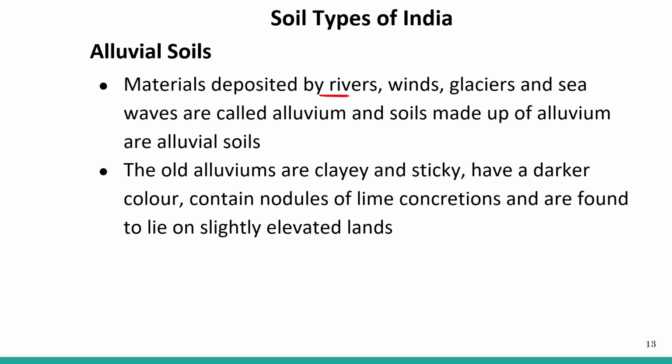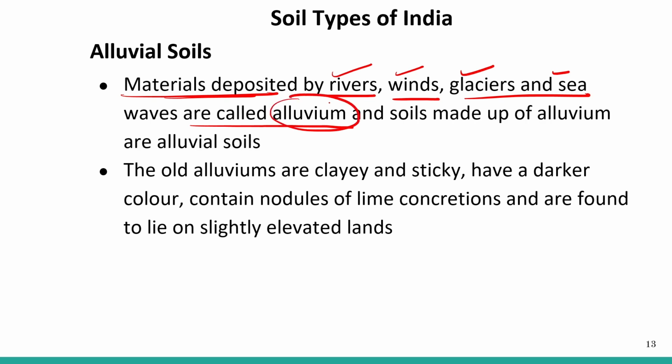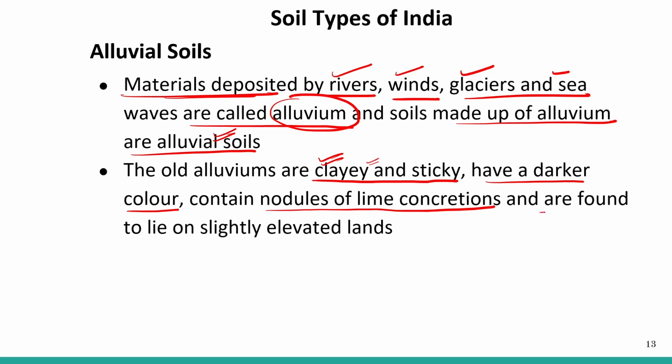Material deposited by rivers, winds, glaciers and sea waves is called alluvium. So these are the materials deposited by river, wind, glaciers and sea, that is called alluvium, right? And the soil made up of alluvium is called alluvial soil. The old alluviums are clay and sticky. So the old alluvium, right, is actually clay and sticky and darker in color, contains nodules of lime concentrations, and is found to lie on slightly elevated land.